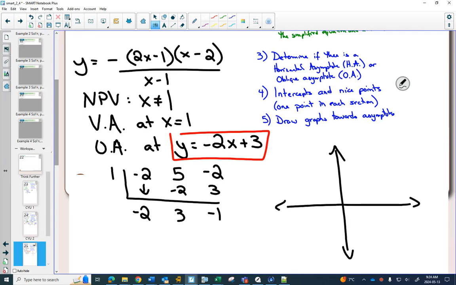Again, once I've got my asymptotes, I start with my graph. I'm going to have a vertical asymptote at x equals 1. And my oblique asymptote at negative 2x plus 3, that means I have a y-intercept of 3. A slope of negative 2, go down 2 over 1, down 2 over 1.